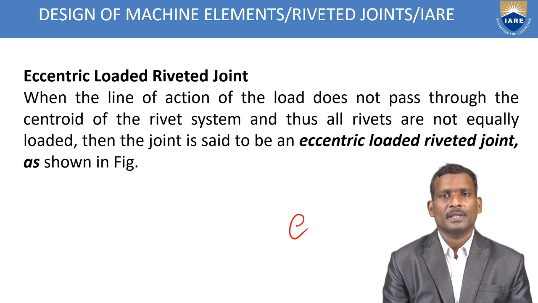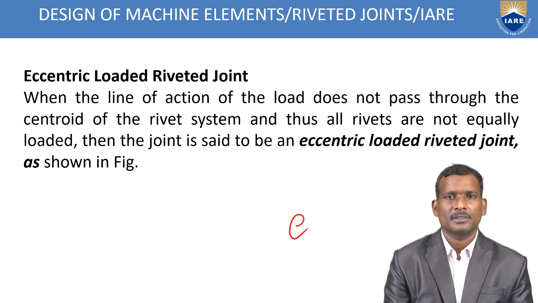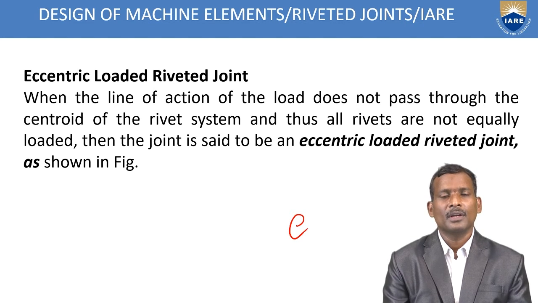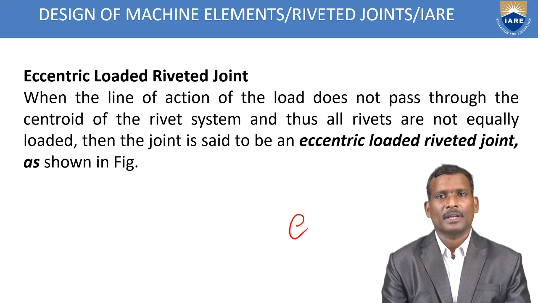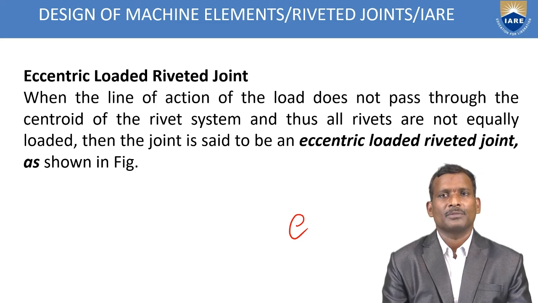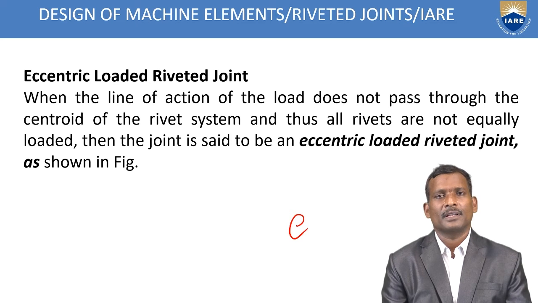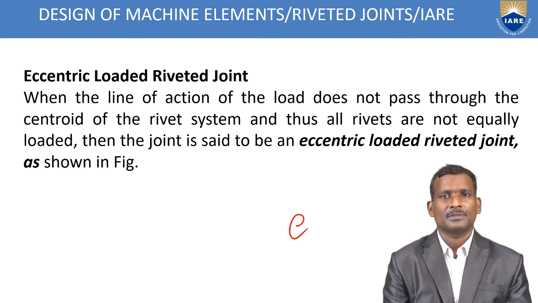Suppose, for example, you take a rivet system having 4 rivets. In an eccentrically loaded system, all rivets are not equally loaded. So you have to identify the heavily loaded rivet, calculate the strength of the joint at that particular rivet, and then finally you can calculate the dimensions of the rivet. Clear? We will see this in the coming slides.